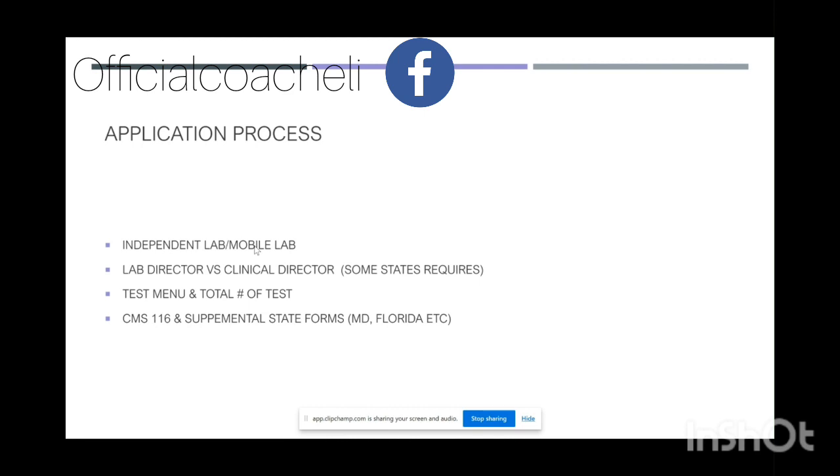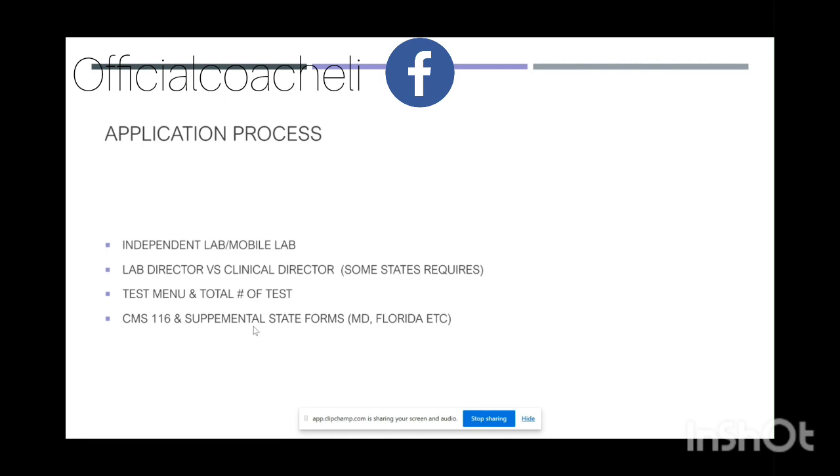The standard form for CLIA is the CMS 116 form. All right. And in addition, my state, which is Maryland, requires a supplementary application, and it is also applicable to Florida, Philadelphia, Pennsylvania, and Alabama. So make sure that you know your state regulations and requirements so that you're doing this application carefully. Again, this research also comes with the services that I provide.